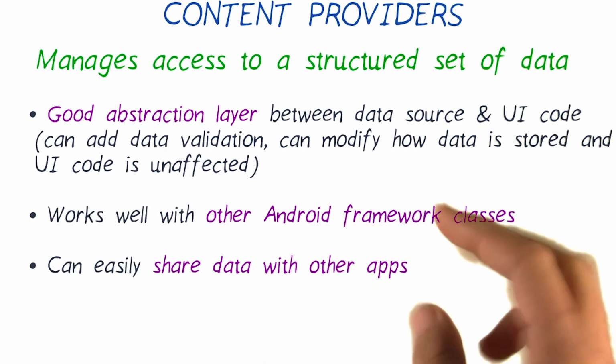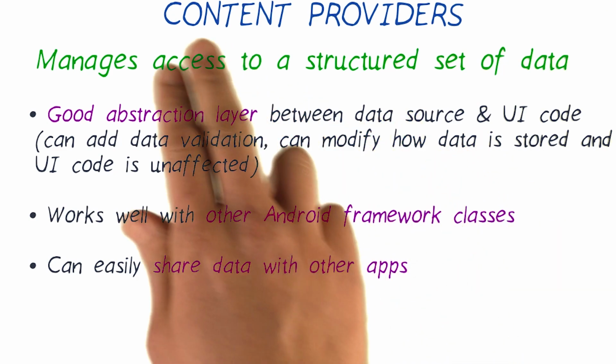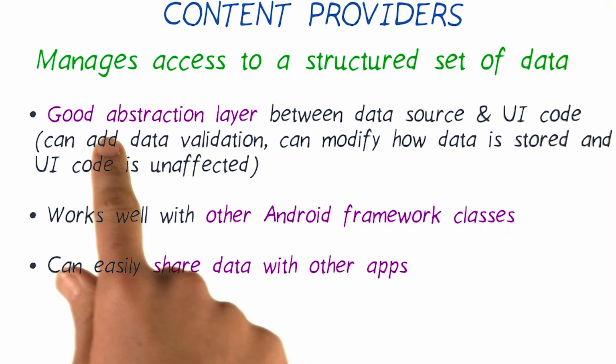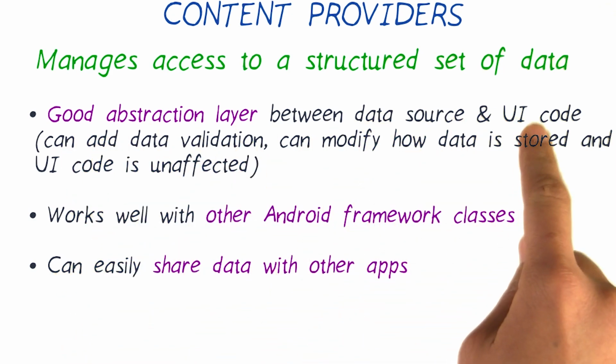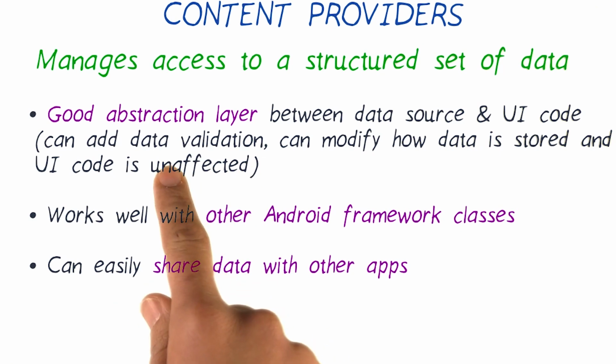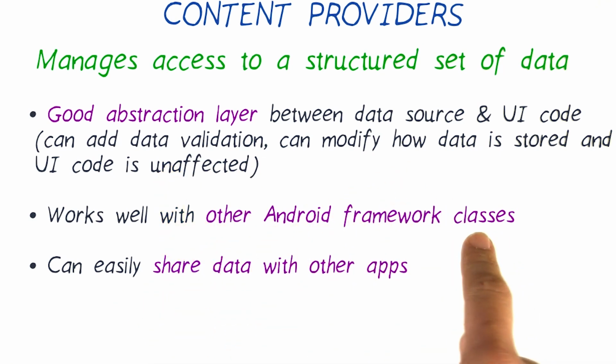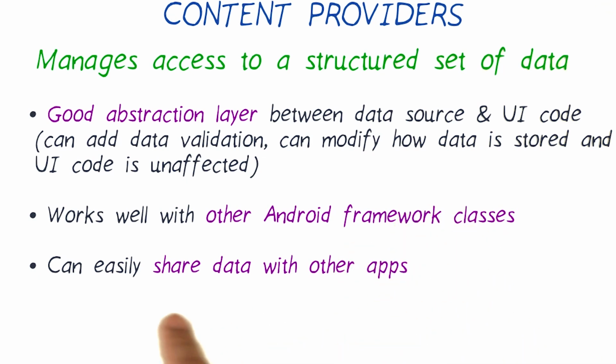So to summarize, the 3 points that I want to call out of why content providers are pretty awesome is that they act as a good abstraction layer between our data source and our UI code, helping us with data validation. Secondly, they help us work well with other framework classes. And lastly, they help us easily share data with other apps.